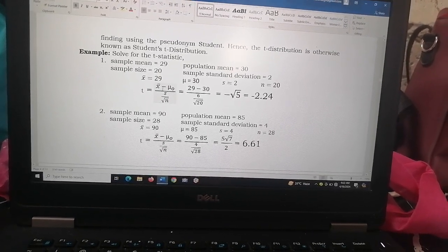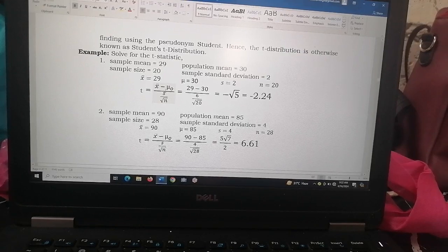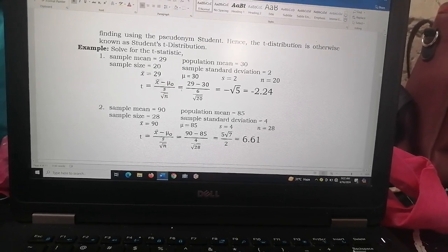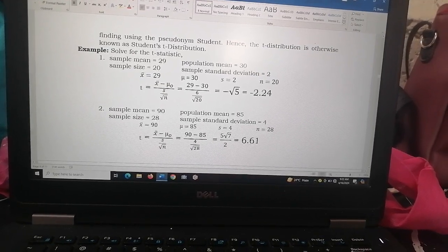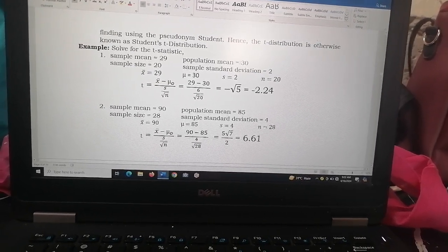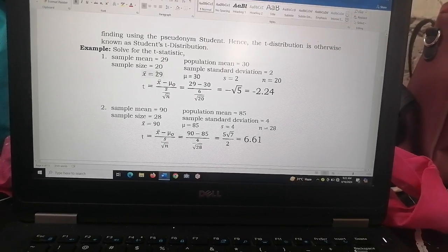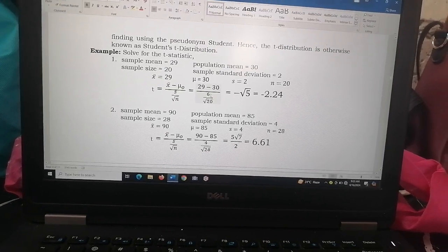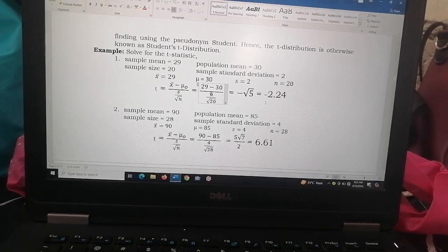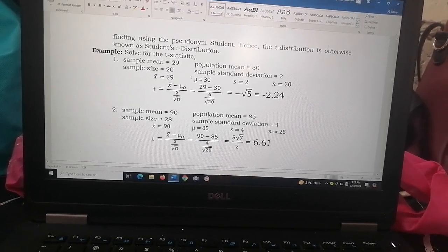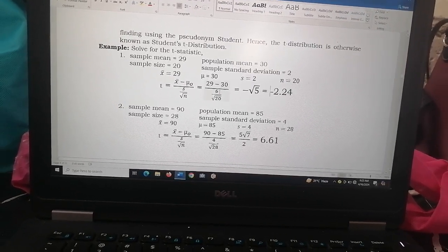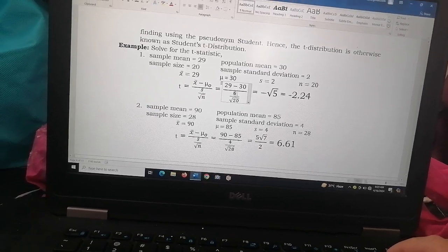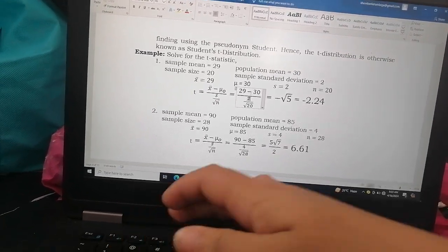T is equal to x, or the sample mean minus the population mean, divided by the sample standard deviation divided by square root of n. So in here, our given sample mean is 29, population mean is 30, sample size is 20, and sample standard deviation is 2. The slide shows a different value for the standard deviation, so that was a mistake, a typo error.